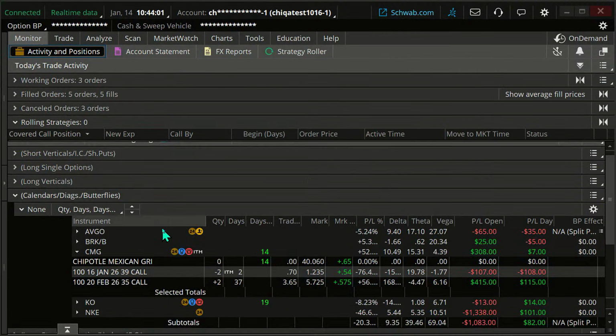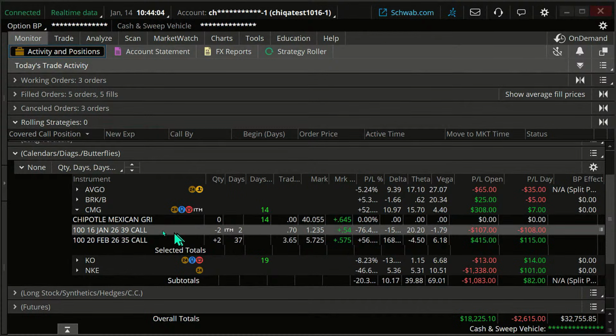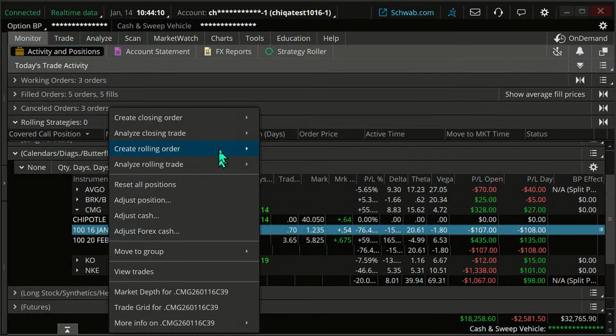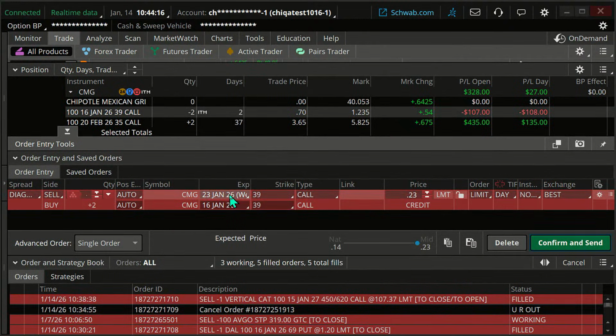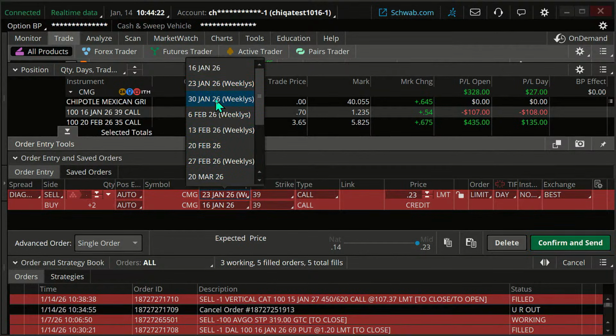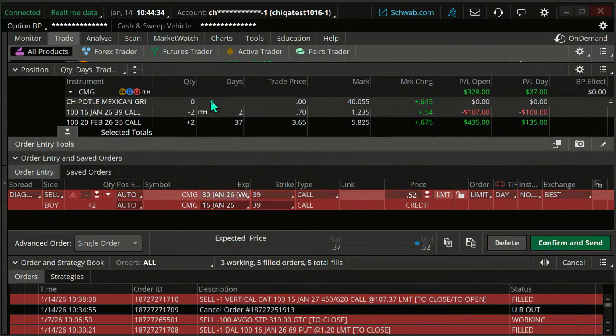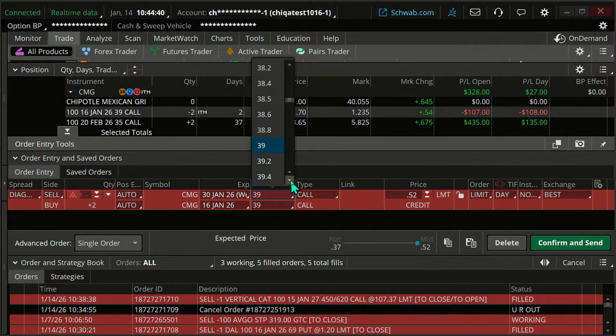I'm going to go through the same process I did before. 42 strike on the other contract we just rolled. I'm going to right click on it. I'm going to create a rolling order. In this case, I am changing the expiration date from January 16th to January 30th. Now, notice it didn't put in January 30th, it put in January 23rd. But it can't read my mind. It doesn't know what I want to roll it to, so it just goes to the next expiration. So in this case, I'm going to change that to January 30th. And we said the strike was going to be a 42 strike.